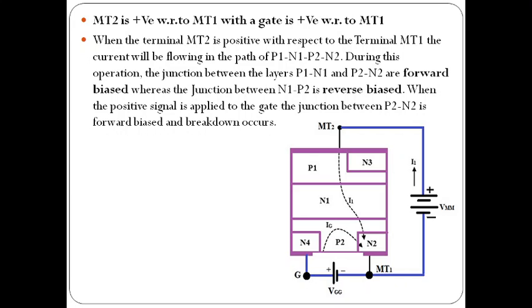So the direction of current in this circuit is P1 N1 P2 N2. This is the path of the current flowing in this triac circuit. Clear? In this case, we consider MT2 is positive with respect to MT1, with the gate positive with respect to MT1.